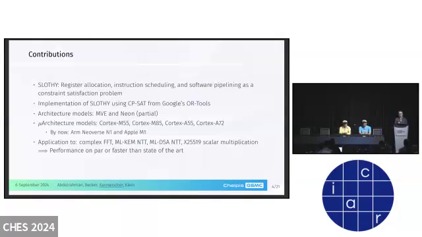And then we applied this to a bunch of different schemes. So we looked at post-quantum crypto entities for Kyber and Dilithium, but we also looked at some FFTs that are relevant for signal processing, and we also looked at X25519 scalar multiplication. And for all of those, we either get performance that's as good as the handwritten assembly or even better.